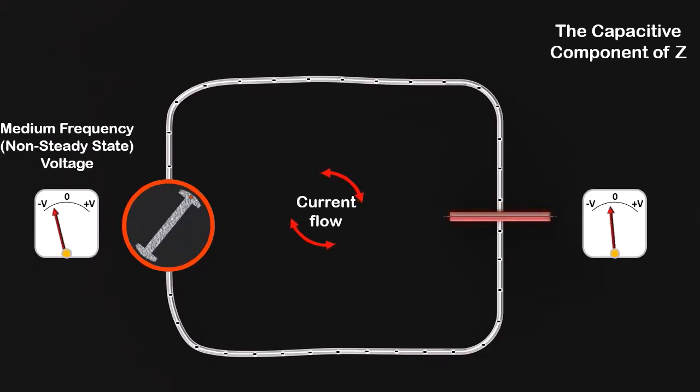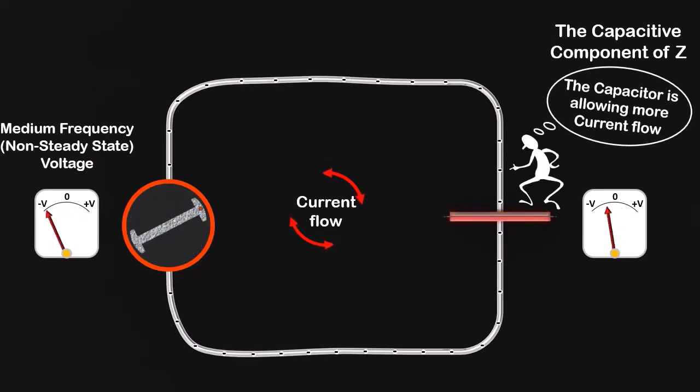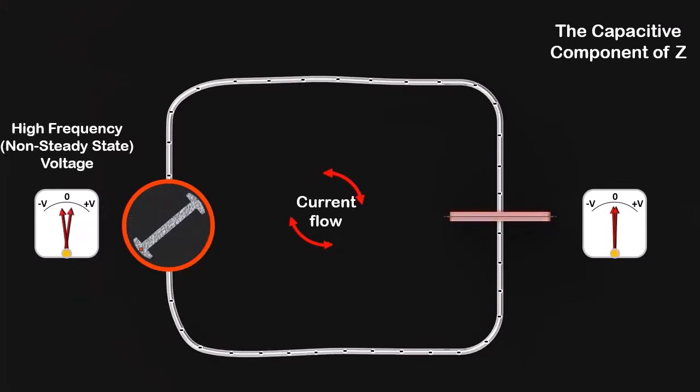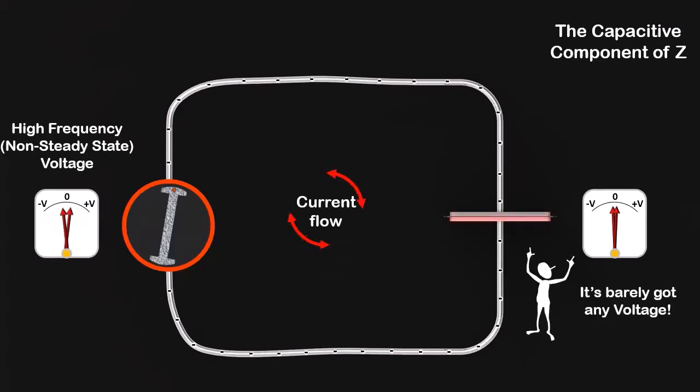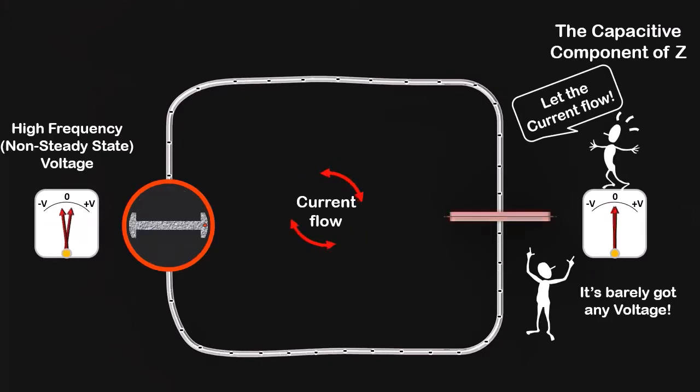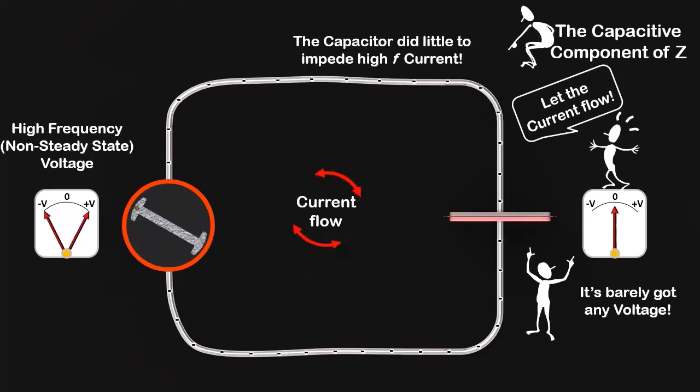Let's increase the frequency. The capacitor is charging to a lower level of voltage. In addition, the capacitor is allowing a larger amount of current to flow. What happens if we use a high frequency supply voltage? The capacitor is barely charging. The voltage building up on the capacitor is very small, and the capacitor is allowing a very large current flow. We could say that the capacitive component of impedance did little to impede high frequency currents.